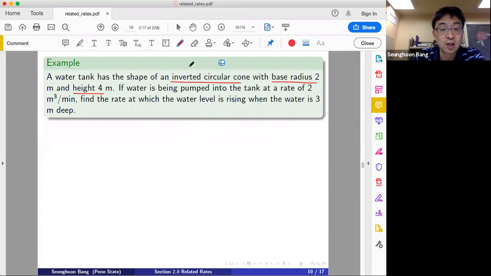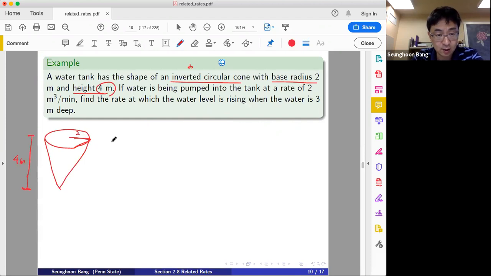So you need an inverted circular cone. Like this, inverted circular cone. What is it? Height 4 meters. The radius is 2 meters. So like this. One more, water is being pumped into the tank. The water is increasing.